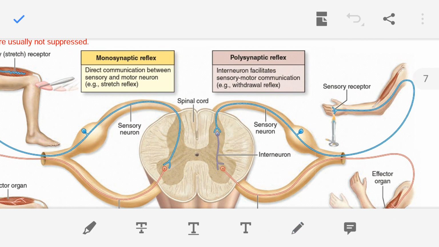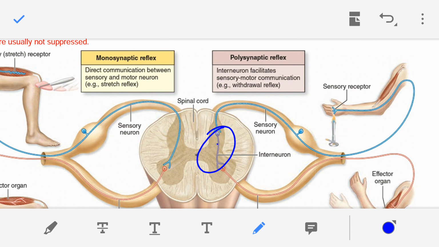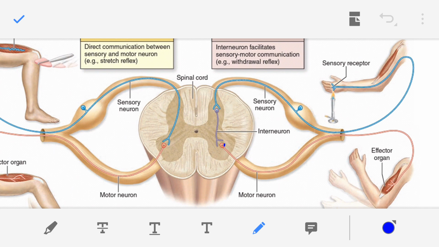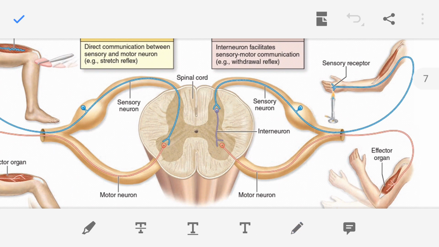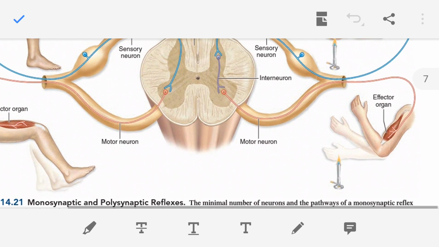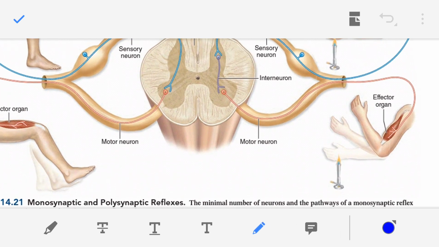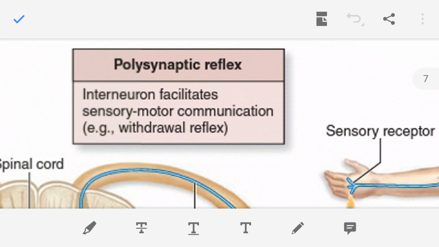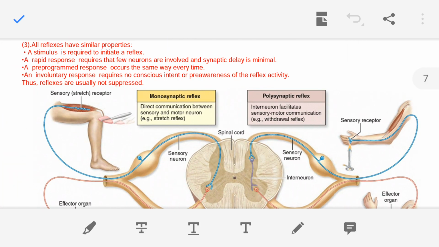So now this interneuron sends the order to the motor neuron, and this motor neuron is sending a nerve impulse to the muscle of your hand. So now the muscles of your hand are contracting, and you are removing your hand, or you are lifting your hand from the flame of the burner. So this is called the withdrawal reflex or polysynaptic reflex.